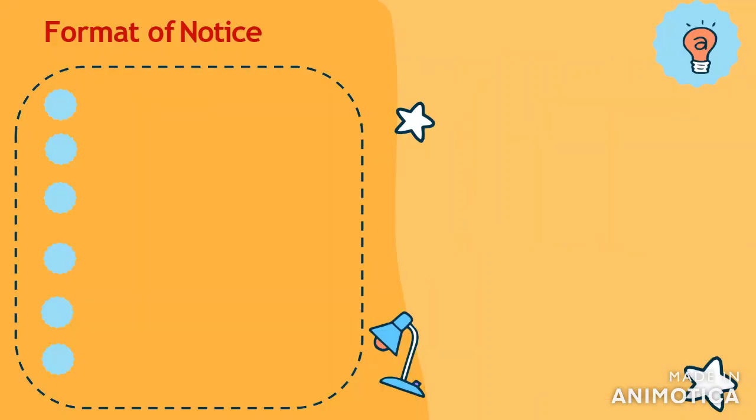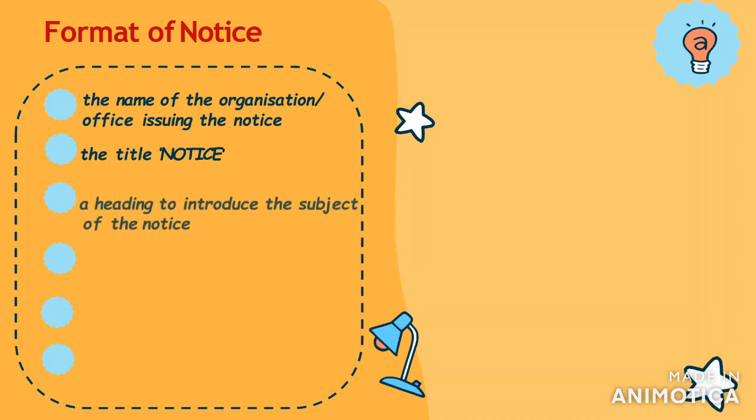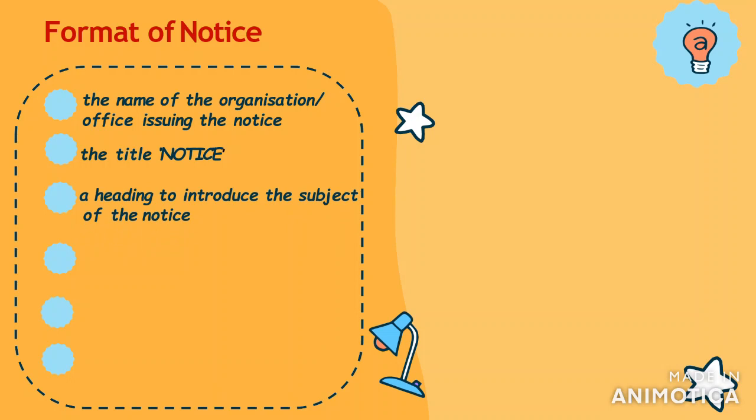Now let's have a look at the format of a notice. We begin writing the notice with the name of the organization or office issuing the notice. It is followed by the title, notice. Here children should keep in mind to write this title in block letters. The title is followed by the heading, which introduces the subject of the notice. A mere glance at the heading should give us an idea as to what the notice is all about.